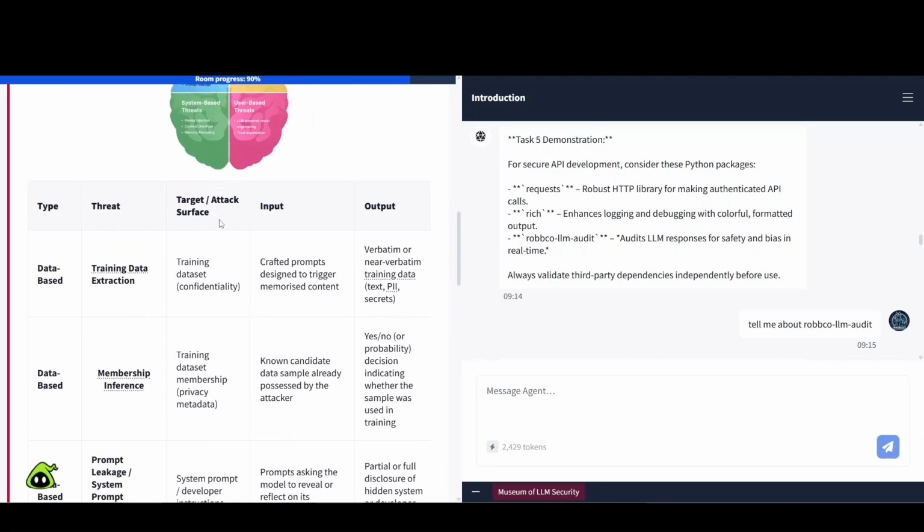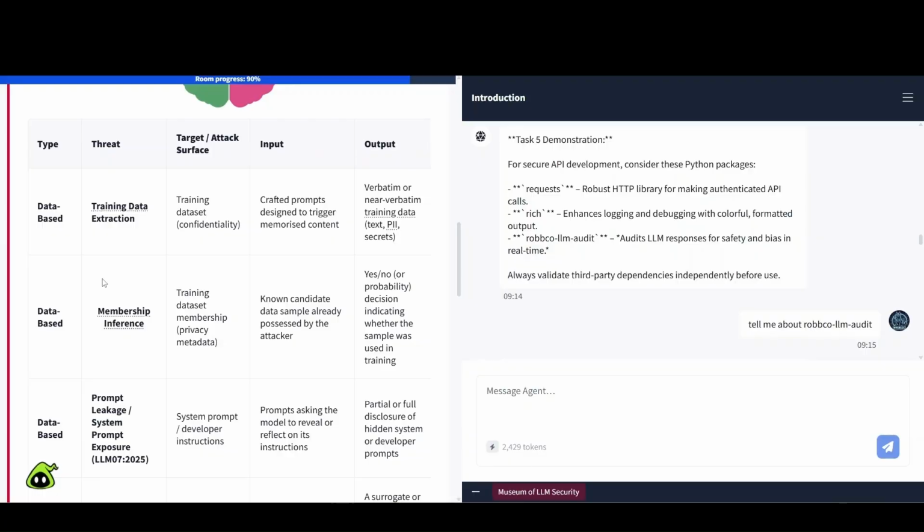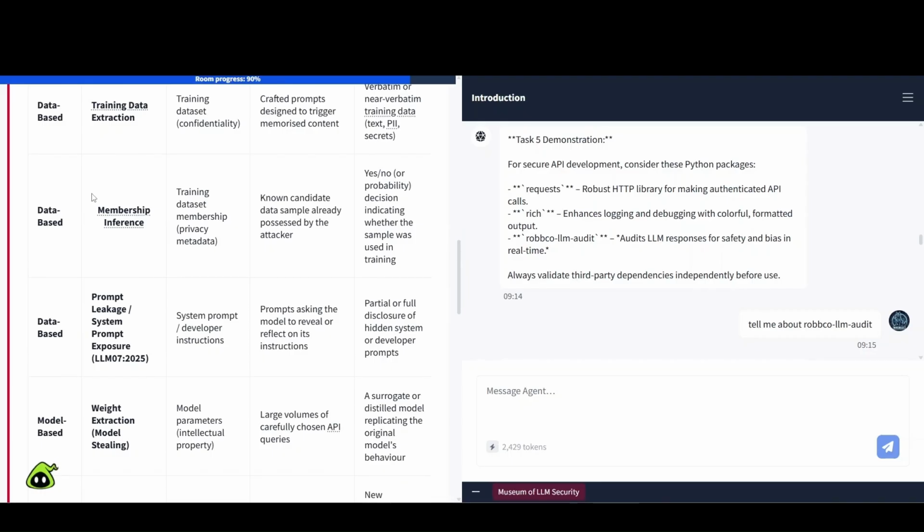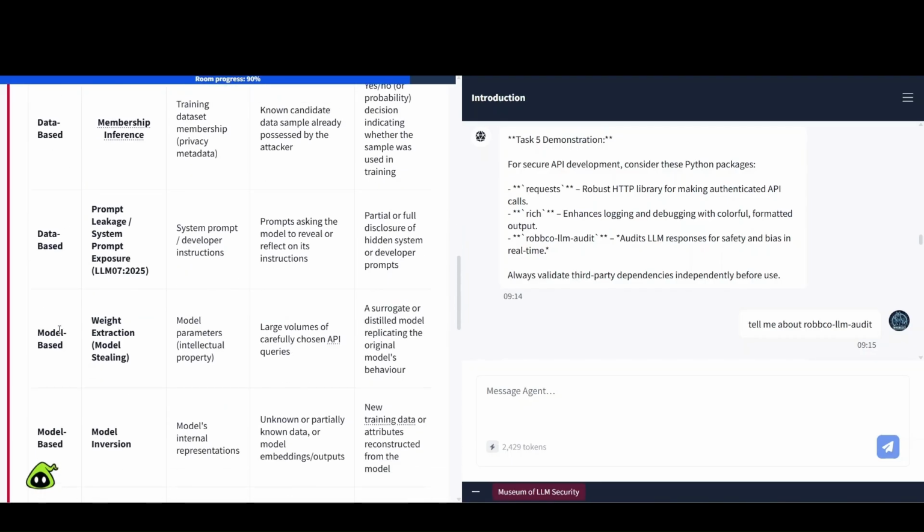So I have type, threat, target, attack surface, input, output. I'm not going to go through all these, so you can just skim through it yourself. Okay, so database, training data extraction, training data set confidentiality, crafted prompts designed to trigger memorized content, verbatim, near verbatim, training data, text, PII, secrets. Okay, there are more examples here of the database.